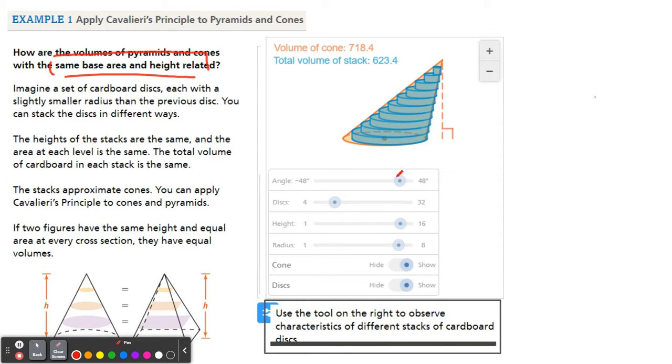So if you take a look here, this is a little approximator. We have here a cylinder. This is an oblique cylinder. We have these cardboard discs, and we're going to stack them. Each has a slightly smaller radius than the previous disc, so it's getting smaller and smaller. You can stack the discs in different ways, so let's take a look at this tool and see how they let you stack them.